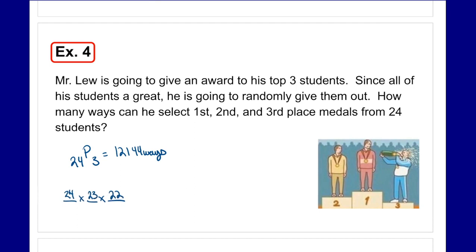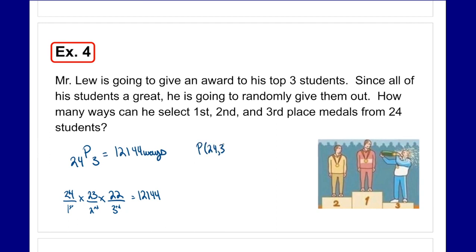I have 3 spots. First, second, third. Randomly select 24 ways for the first one, then 23 because they can't get picked again, then 22 for the third option.